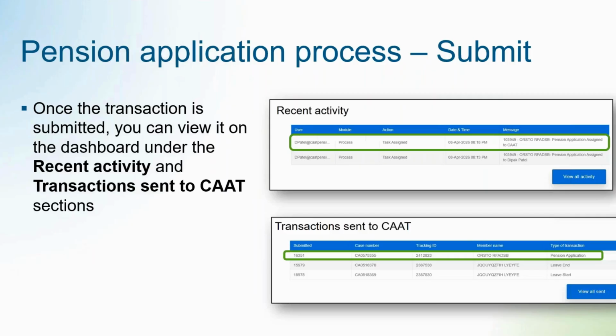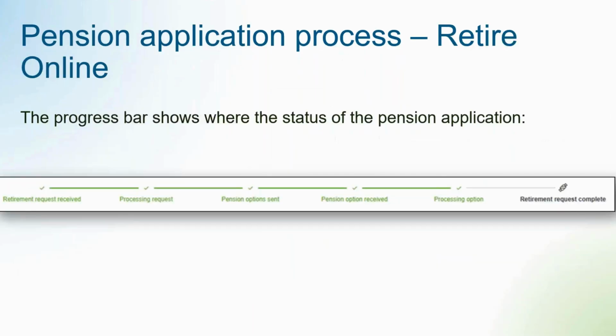After you've submitted the transaction, the pension application will appear in your dashboard under the Recent Activity and Transactions Sent to CAT sections. A self-serve Retire Online feature is available for members, allowing members to elect and manage their retirement options and related documents online through My Pension. For your convenience, a feature in PAL also allows you to view the progress of a member's retirement request.